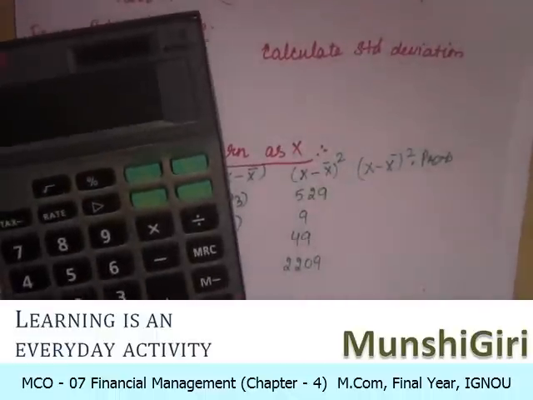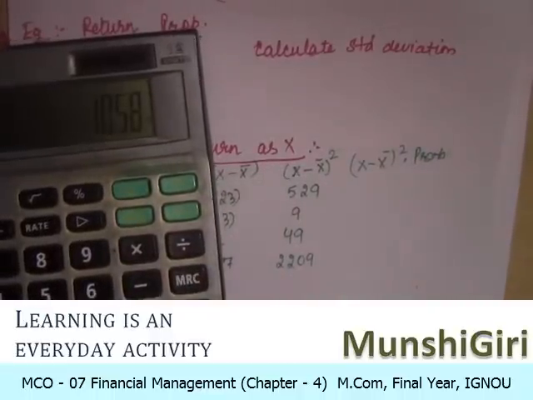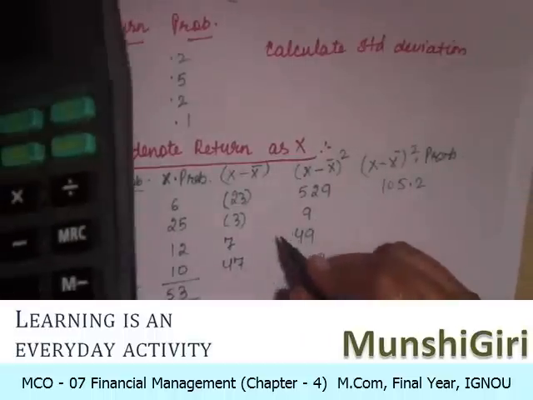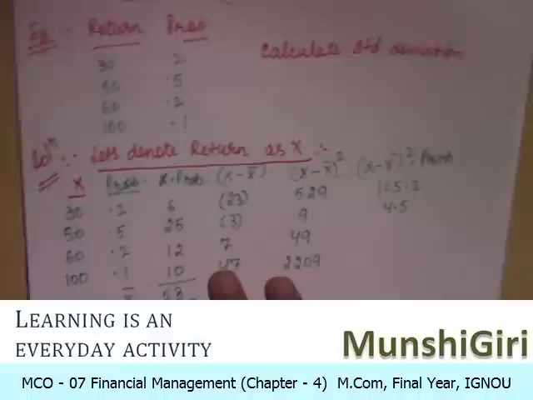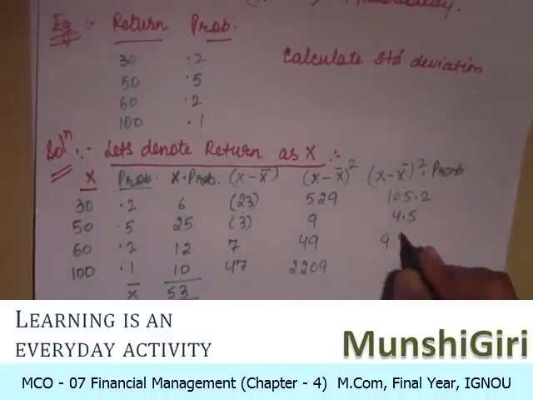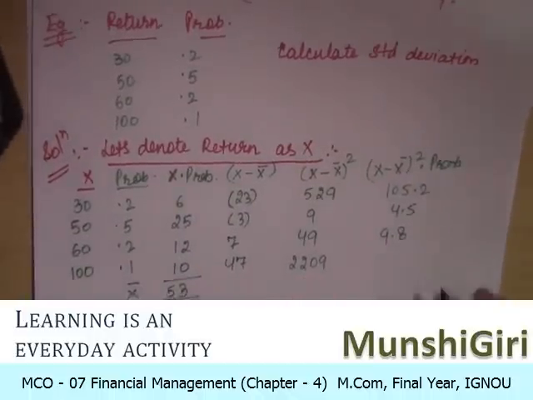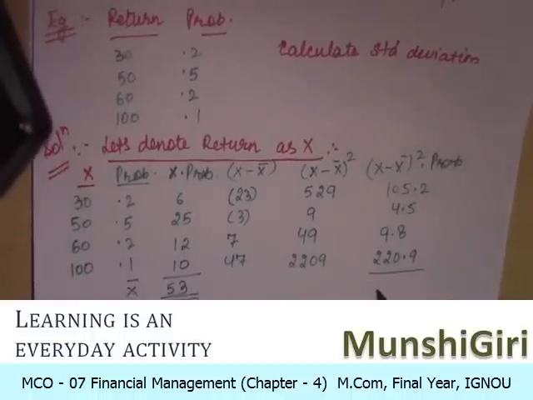529 into 0.2 is 105.8. 9 into 0.5 is 4.5. 49 into 0.2 is 9.8 and 2209 into 0.1 is 220.9. Let's sum it up.